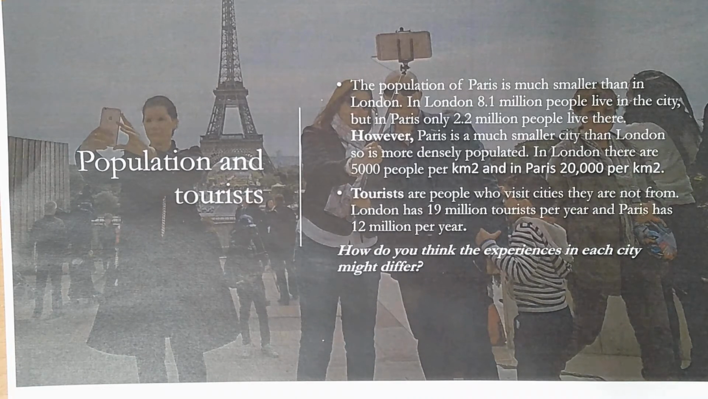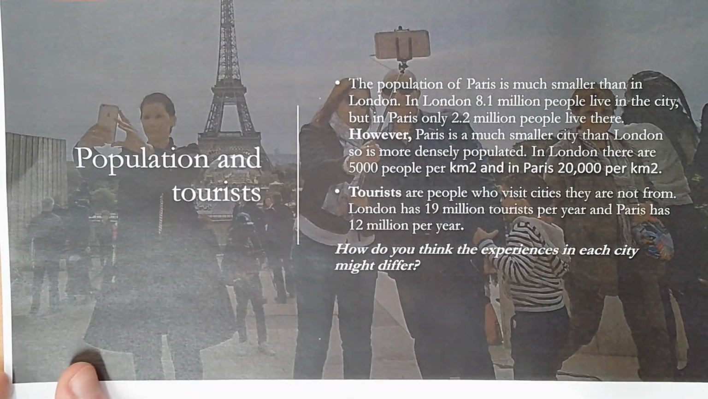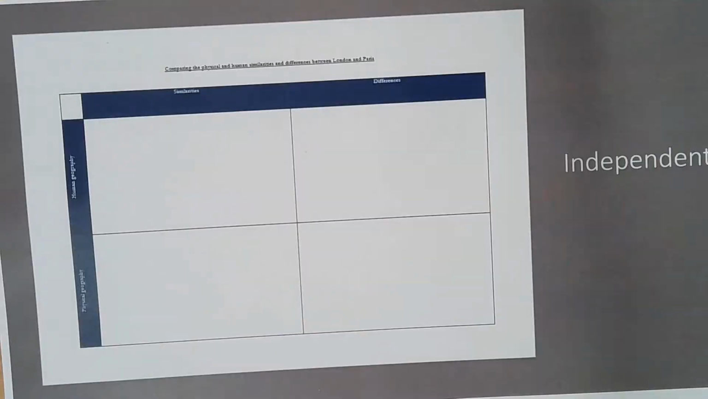That means it is a lot more busy. There is a lot more people for each space. Tourists are people who visit cities they are not from. London has 19 million tourists per year, and Paris has 12 million tourists per year. Okay, both very popular cities for tourists. That obviously has dropped with the coronavirus, people not being able to come on holidays and visit each city. But on average, that would be the number of tourists that each city would have on a normal year.